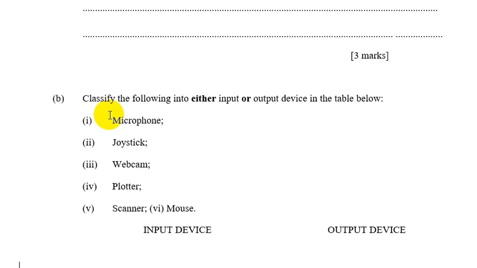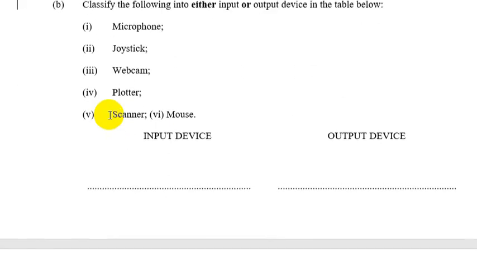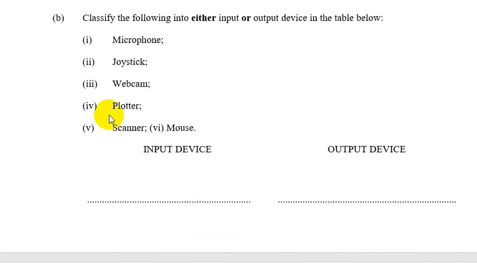Now we have some devices here to group them under input and output. Now microphone, the one we put in our ear. When you connect it to the computer and put it in your ear, do you hear something? Yeah, so the computer is giving you. So that one will be here, microphone.